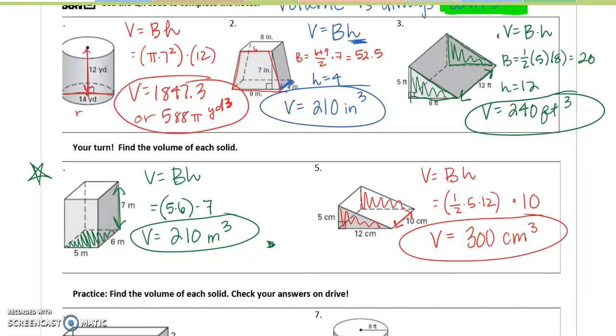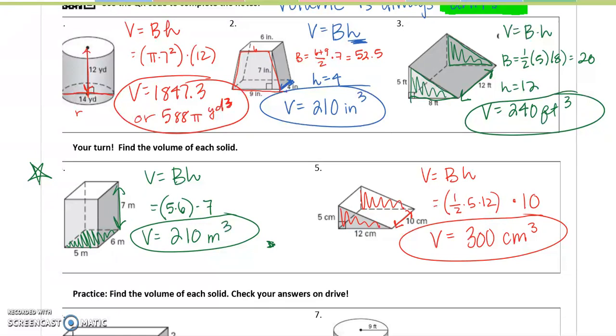Number 5 is the triangular prism. So your bases have to be the congruent triangles on front and back. The area of that triangle base is 1/2 base times height, 1/2 times 5 times 12. And the height between the bases is 10. Multiply all together and get a volume of 300 centimeters cubed.